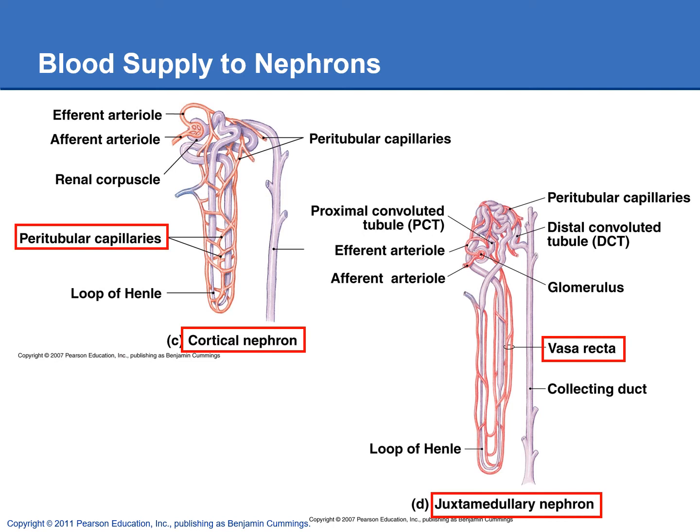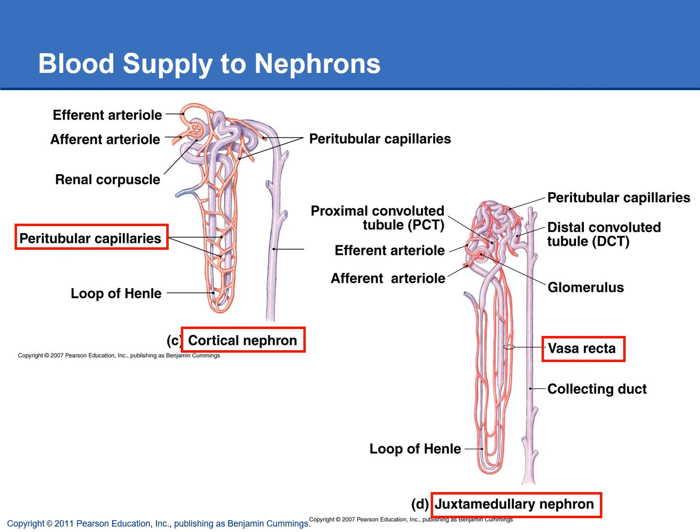So here we have a cortical nephron on the left. We have our afferent arteriole coming in to the glomerulus, our capillary bed there. And then we're going to exit through the efferent arteriole, which will then enter into the second capillary bed, these peritubular capillaries. So peri just means around, and they're obviously around all of these renal tubules here. And then the peritubular capillaries will then go out into the renal vein.